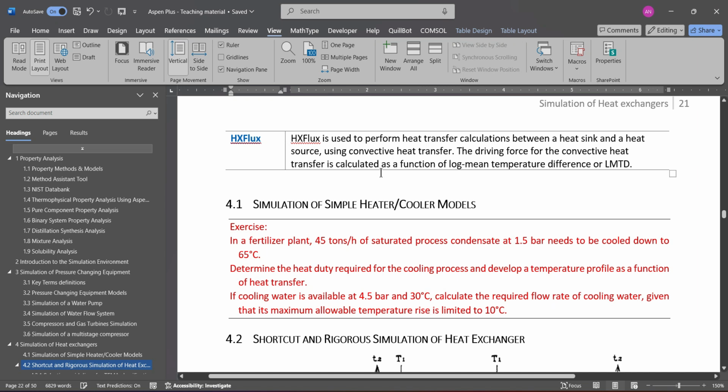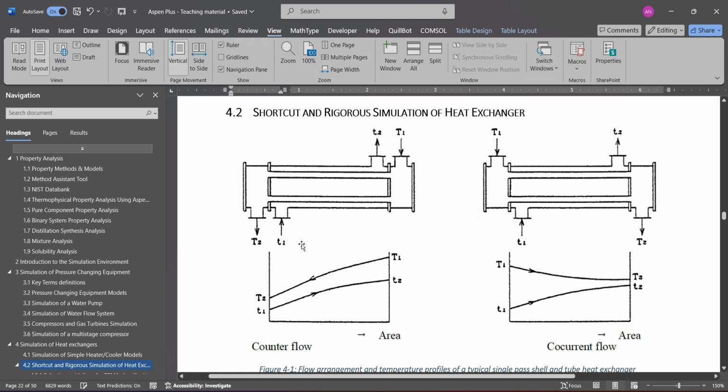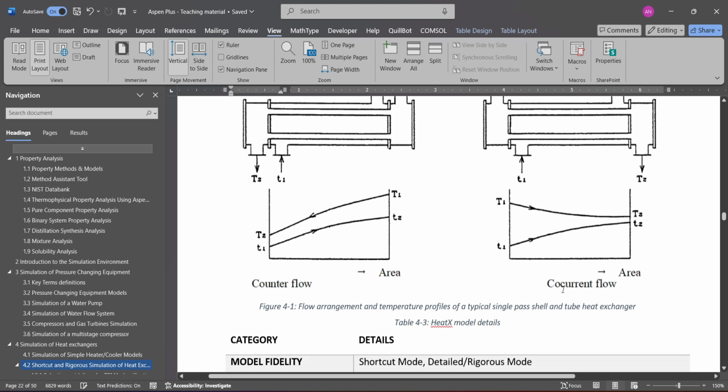So the first exercise is related to the simple heaters and coolers. I think we can skim through the heat exchanger theoretical section as well. Then we can do the simulations once. For the HeatX block, we can perform shortcut as well as rigorous simulations. Maybe you are aware of these two temperature profiles, one for the counter flow and the other one for the co-flow or parallel flow.